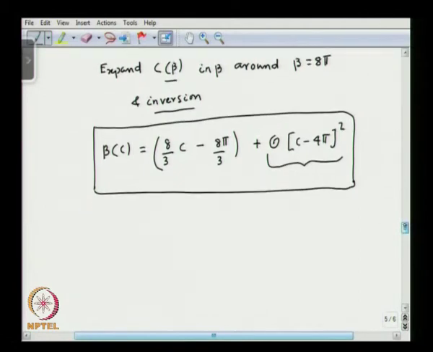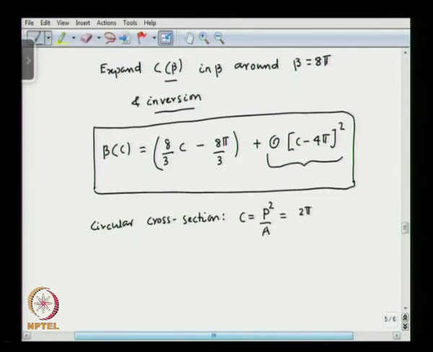Now, if you check this for a circular cross section, our C is P square over A, right.